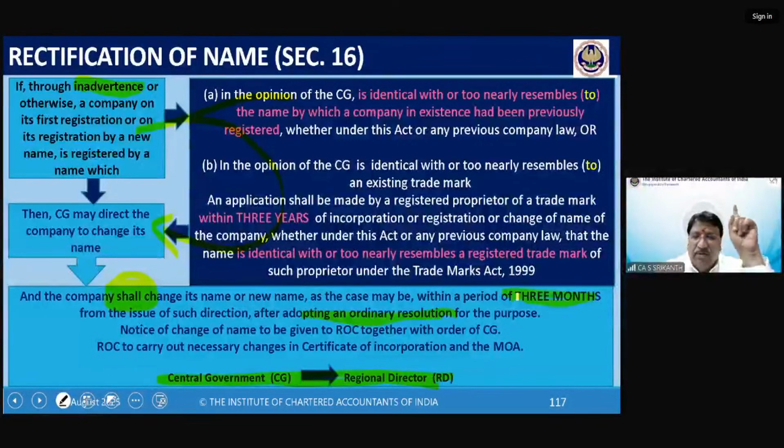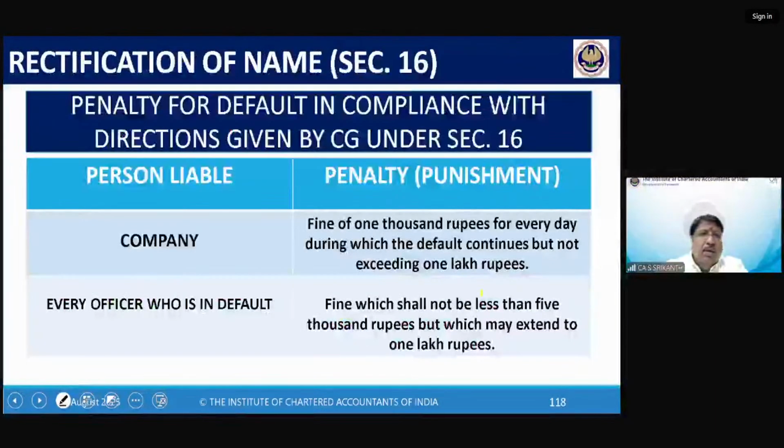Ladies and gentlemen, whatever is given in the study material, this is correct, this is correct, this is correct. Okay. And the notice of change of name is to be given to the ROC with the order of the CG. Then the ROC carries out the necessary changes in the certificate of incorporation and the memorandum of association. Suppose there is any default in compliance with this direction under section 16, then the company is fined 1,000 for every day during which the default continues, up to 1 lakh. Every officer in default is fined an amount which shall not be less than 5,000 rupees, up to 1 lakh.